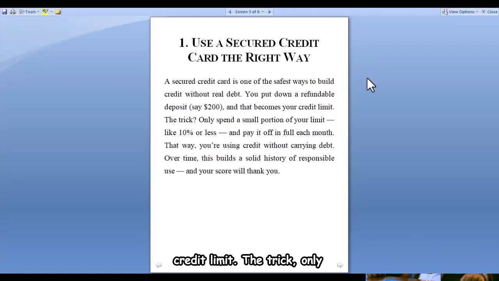The trick: only spend a small portion of your limit, like 10% or less, and pay it off in full each month. That way you are using credit without carrying debt. Over time, this builds a solid history of responsible use and your score will thank you. That's number one. Let's go to number two.